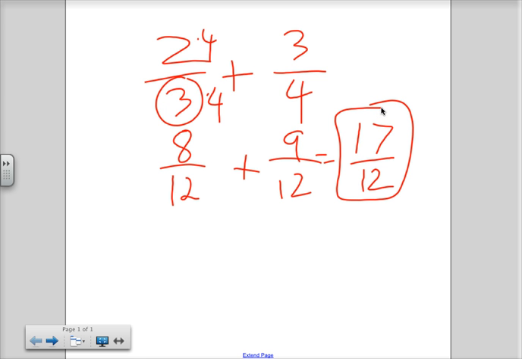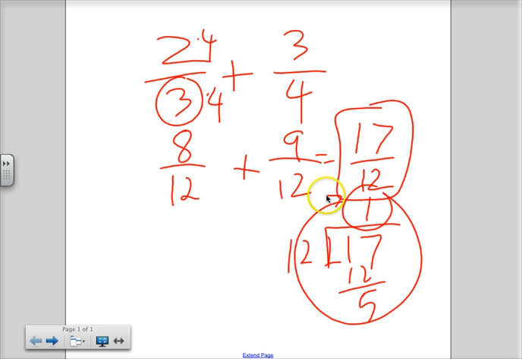What format is this? What is this called? Improper fraction. Great. How do we take improper and convert it back to mixed number form? Divide. Good. So 12 goes into 17 one time. So we know that the remainder is 5, and I do a loop around here. So it's going to be 1 and 5 over 12. And that's how we turn it into a mixed number.